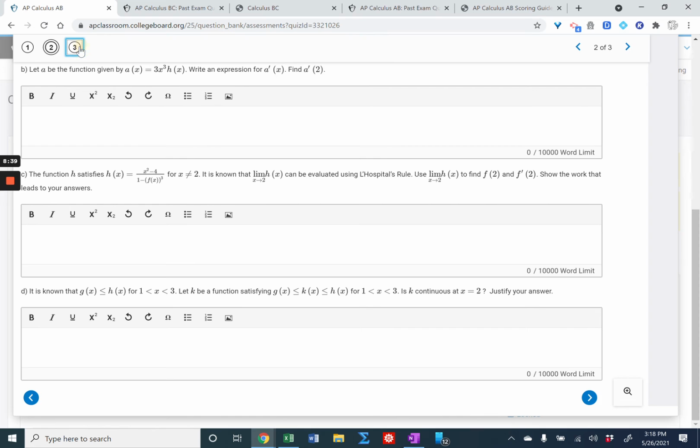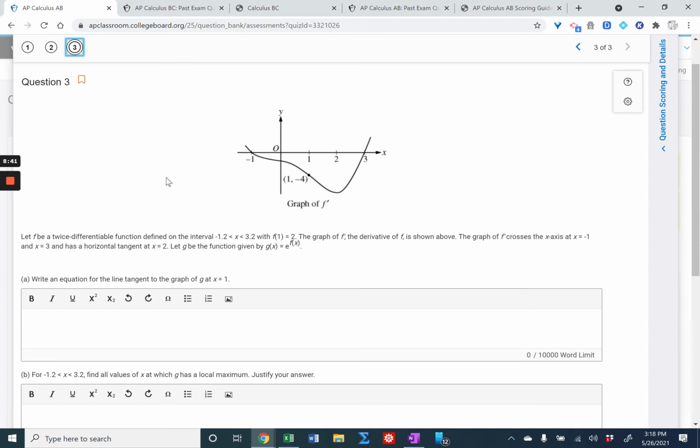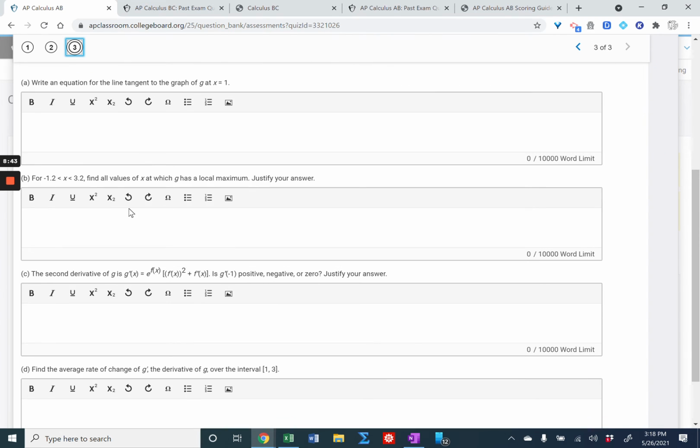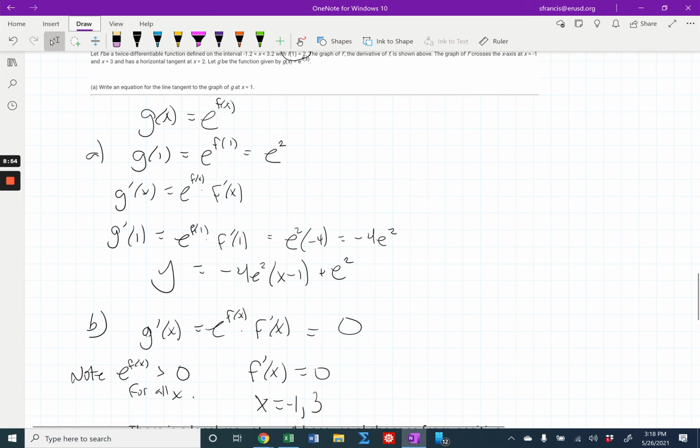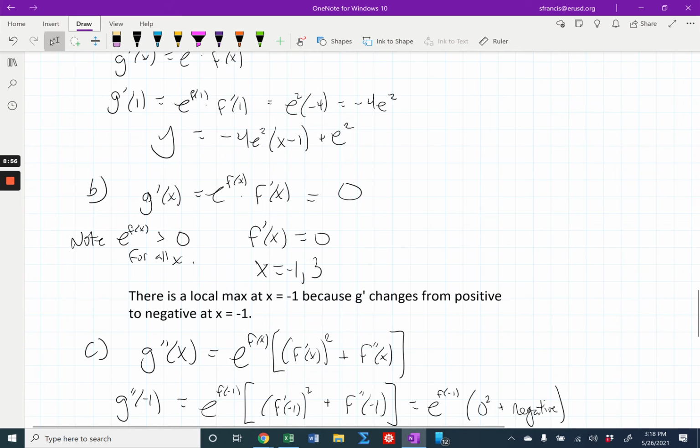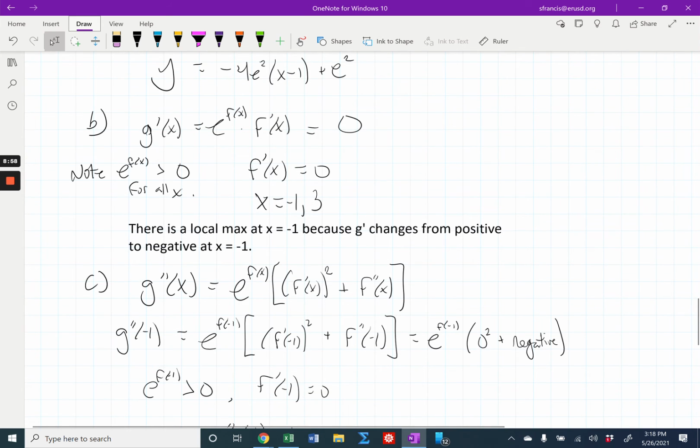For B, it says for x between negative 1.2 and 3.2, find all values of x at which g has a local maximum. Okay, so we're looking for a local maximum. So we have to take a derivative. That's what we do, looking for critical numbers. We take the derivative as we did earlier, we get this, and we set that equal to 0. The e to the power of f of x part is always positive for all x, so there are no critical numbers happening there.